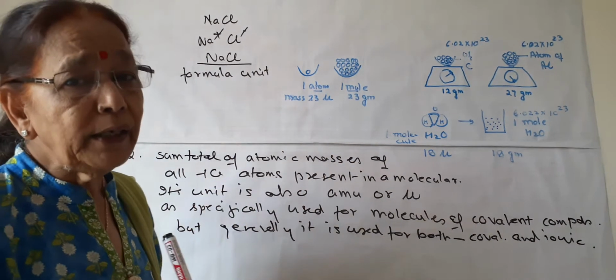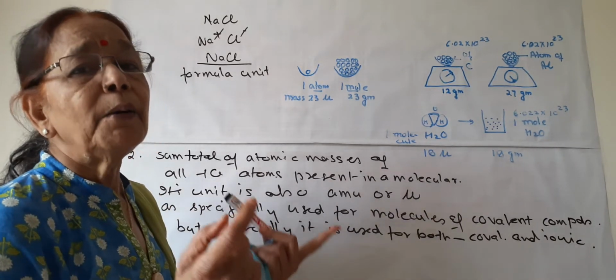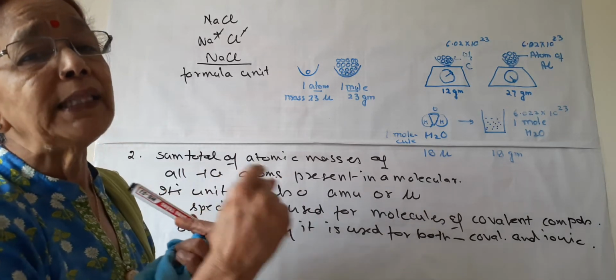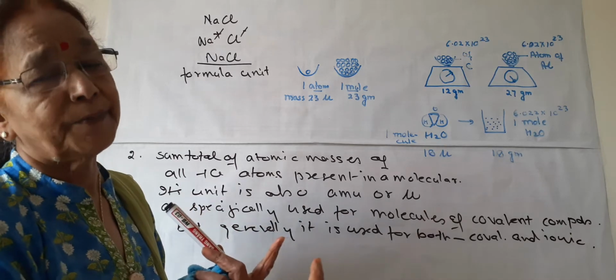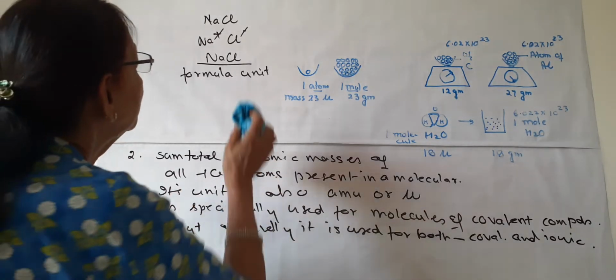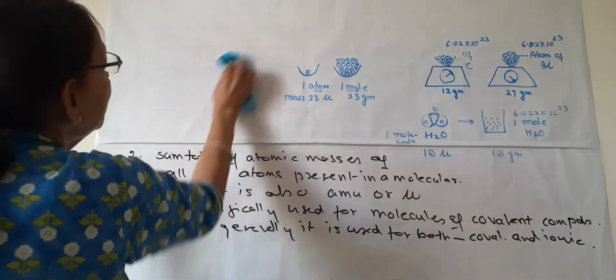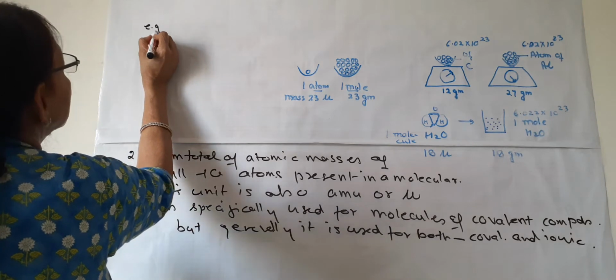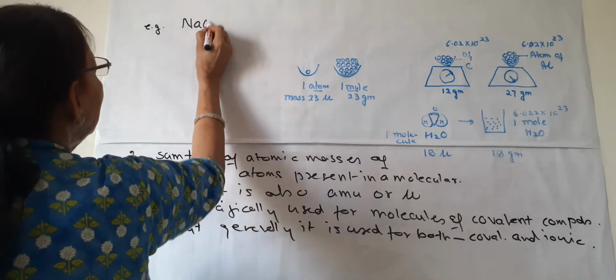The fourth point, the formula unit mass can be calculated by adding the atomic masses of all the atoms present in a formula unit. So this is the same. So it must be clear to all of you. Now I will take some examples of formula unit mass.